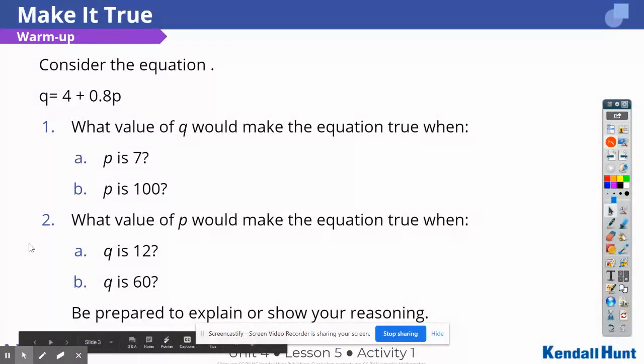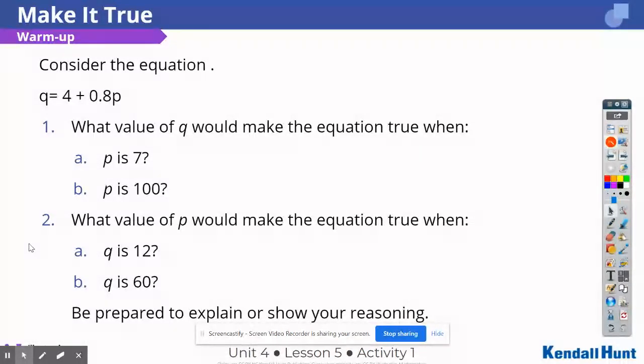All right, so if you're evaluating these, if we want to know what value Q would make when P is 7, we would just plug 7 into the equation where P is, and you should have gotten 9.6. And so to do that, it would have just looked like Q equals 4 plus 0.8 times 7. And if you multiply 7 by 8/10 and then add 4, you get 9.6. All right, for P is 100, you would have done the same thing and gotten 84.